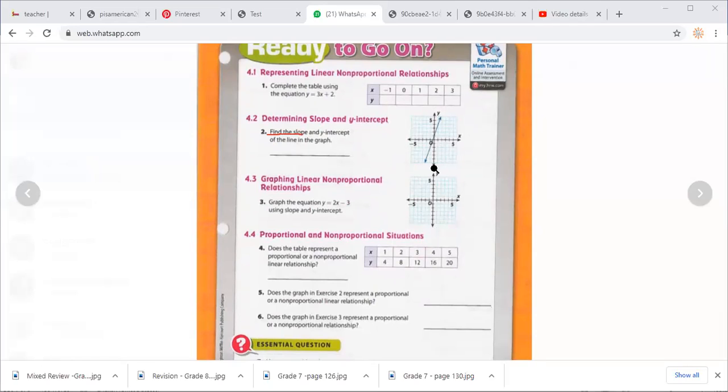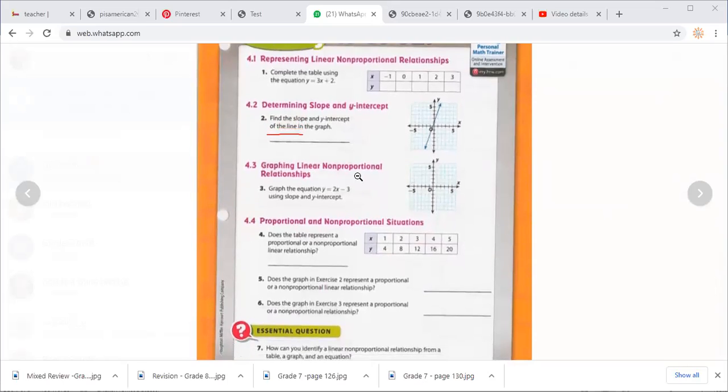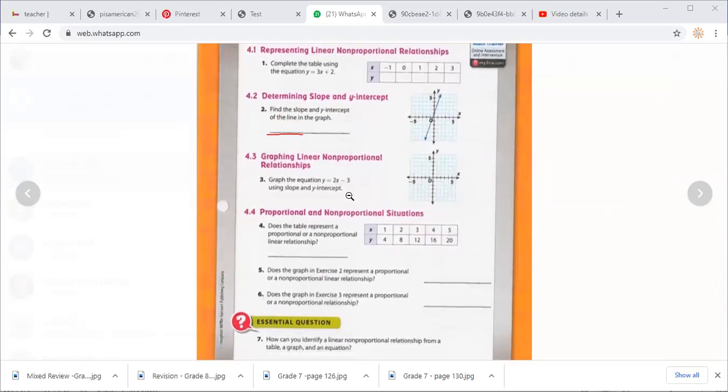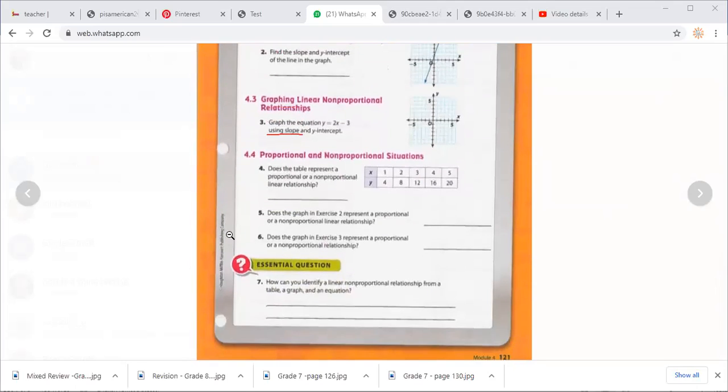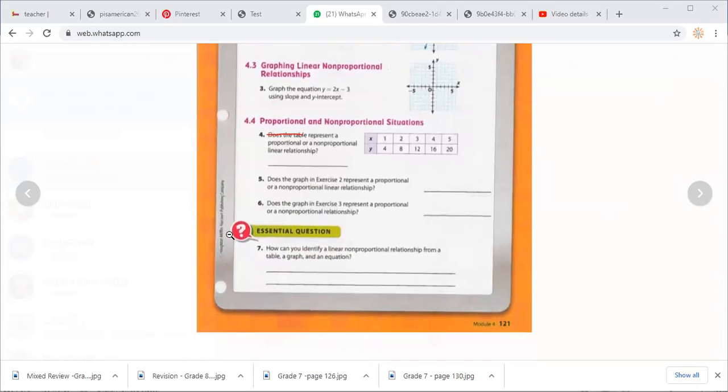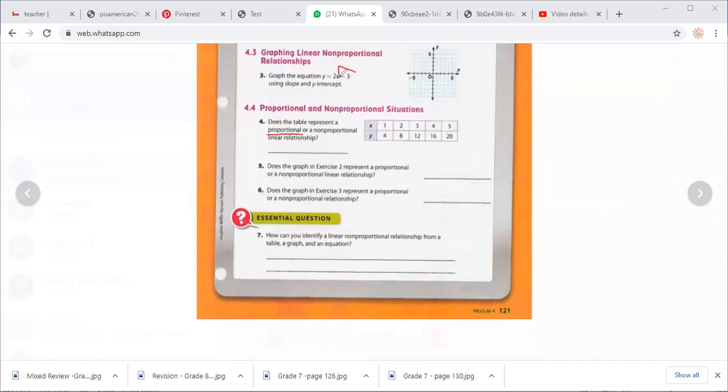Does the graph in exercise 3 represent a proportional or non-proportional relationship? Non-proportional. Why? It doesn't pass through the origin. But it passed through what? It passed through -3, right? Do you remember when we solved this one? It passed through -3, so this one is not proportional.